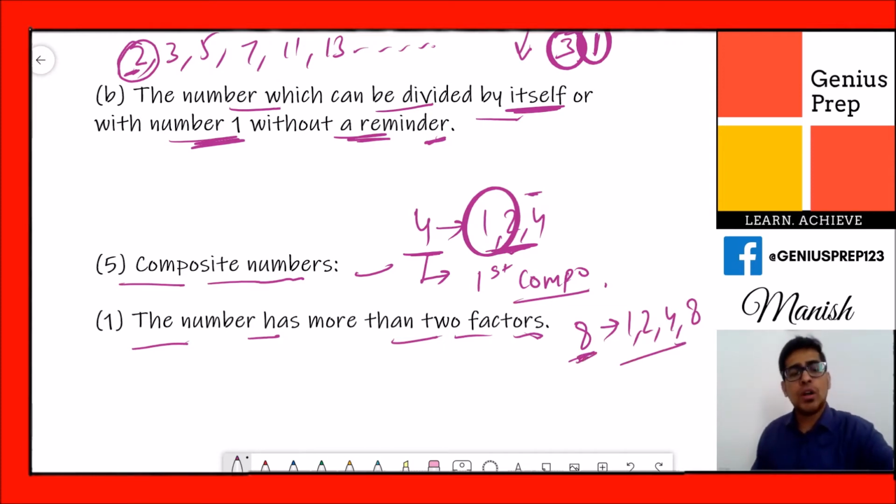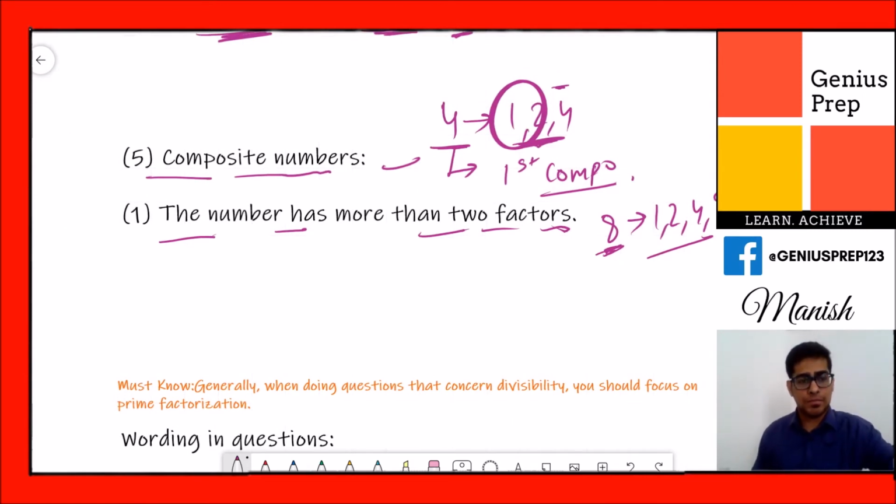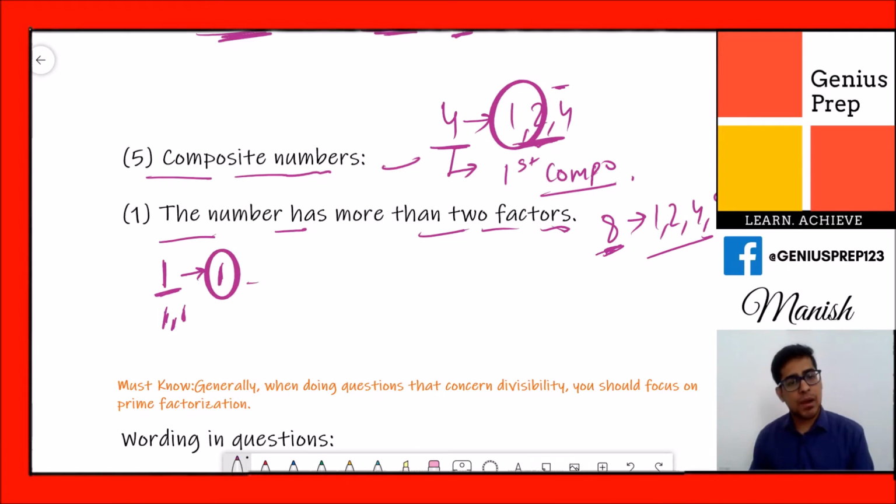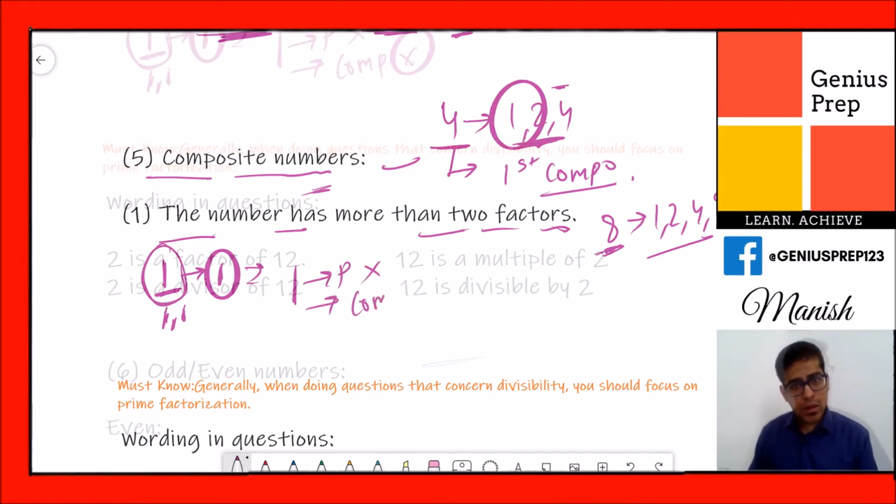Now what about the number 1? Is number 1 a composite number or a prime number? What do you think? Number 1 is neither a composite number nor a prime number. Why? Because it can be divided only by itself, so it has only 1 factor. The definition of a prime number is that it should have 2 factors, and a composite number should have more than 2 factors. It fits neither definition, so 1 is not a prime number nor a composite number.